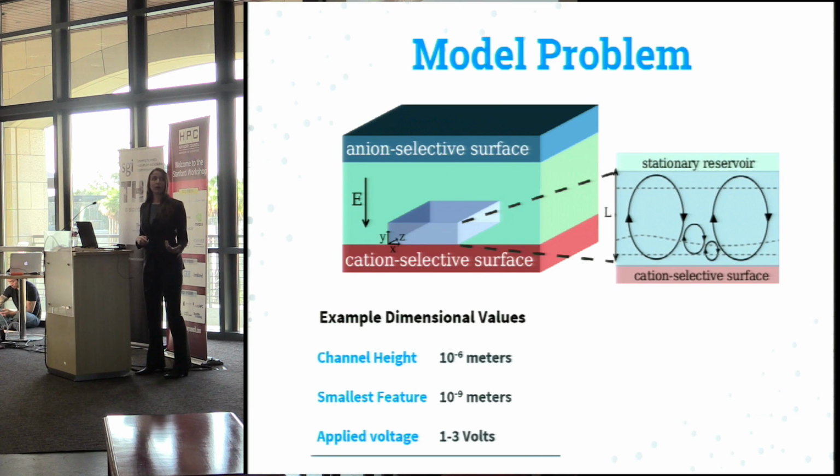You can imagine it on the order of 10 to the minus 6 meters, so that's micrometers. And the smallest feature size of these vortices that are going to appear is on the order of 10 to the minus 9 meters, or nanometers. And the reason why I want to point this out is because sometimes when I say, oh, we're working on this fluid dynamics problem, and the length scales that we're looking at are on the order of micrometers, people ask, well, why do you need high-performance computing?